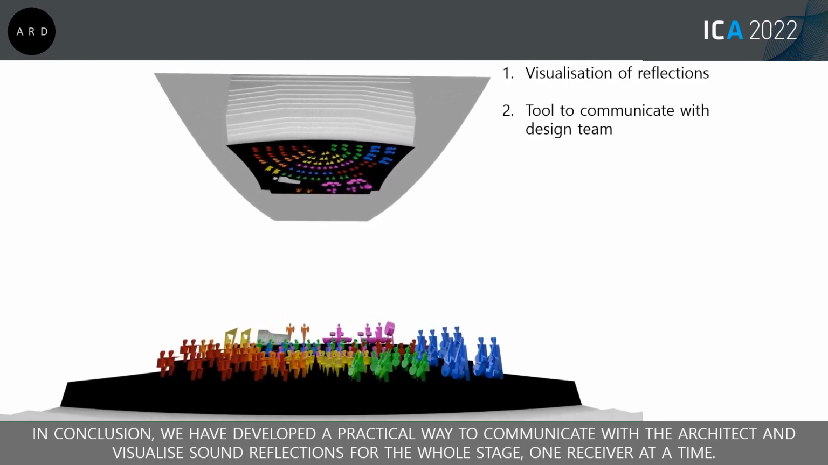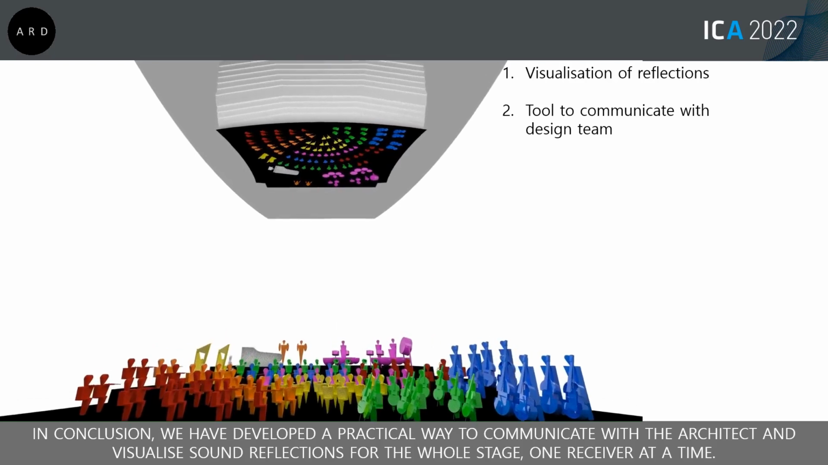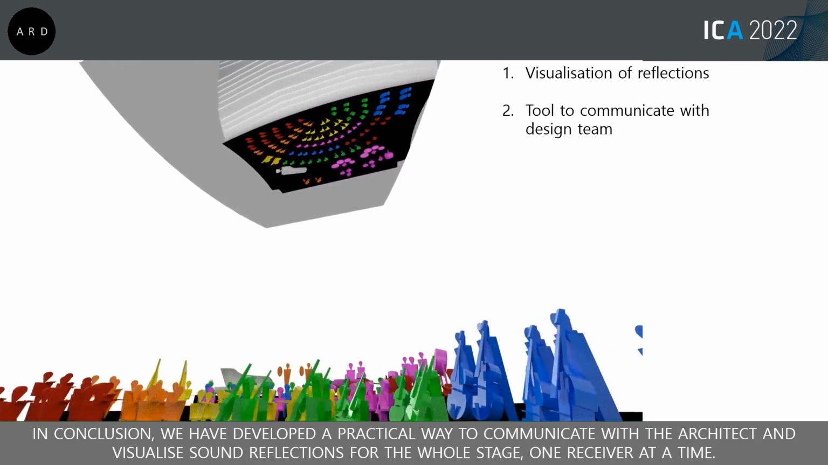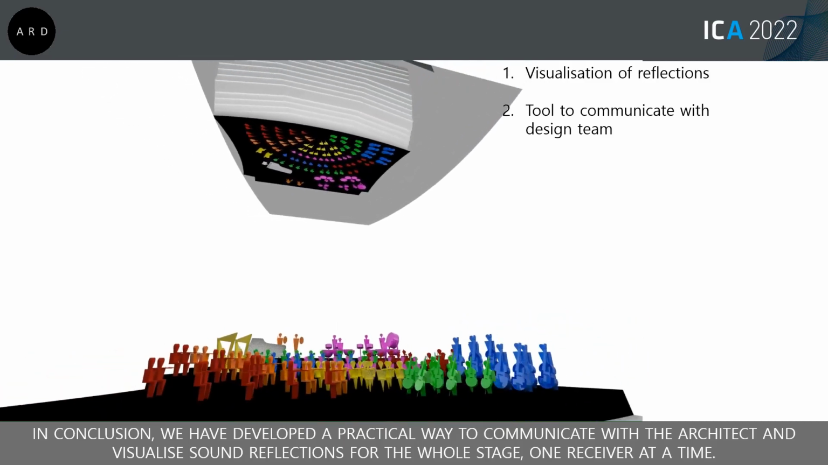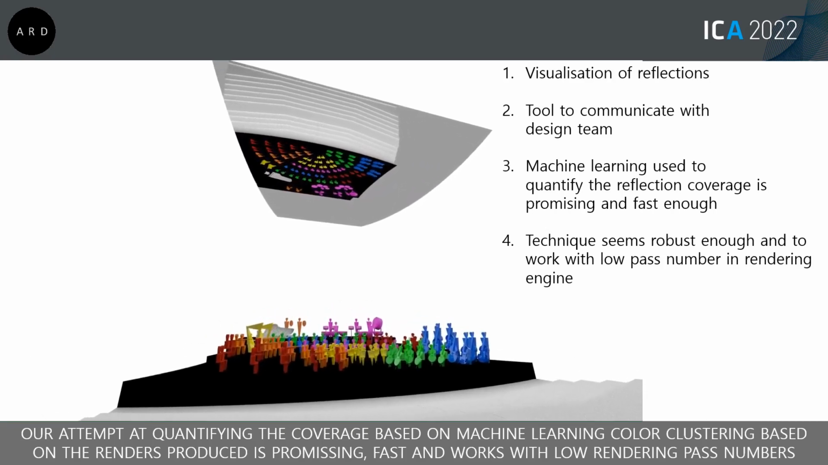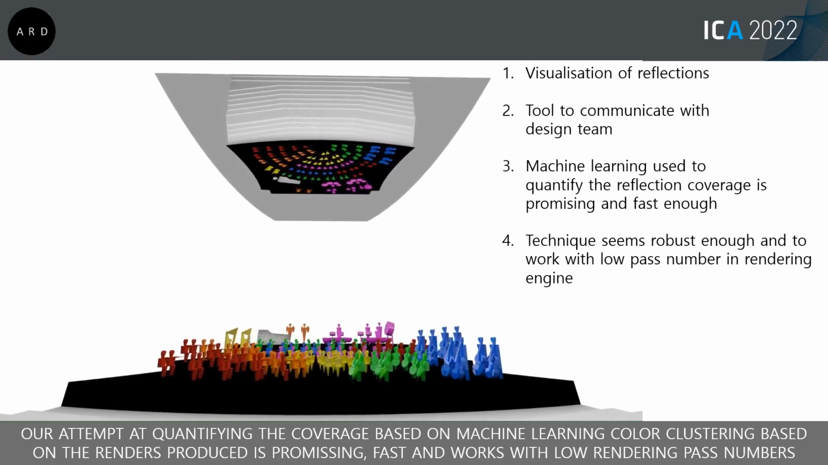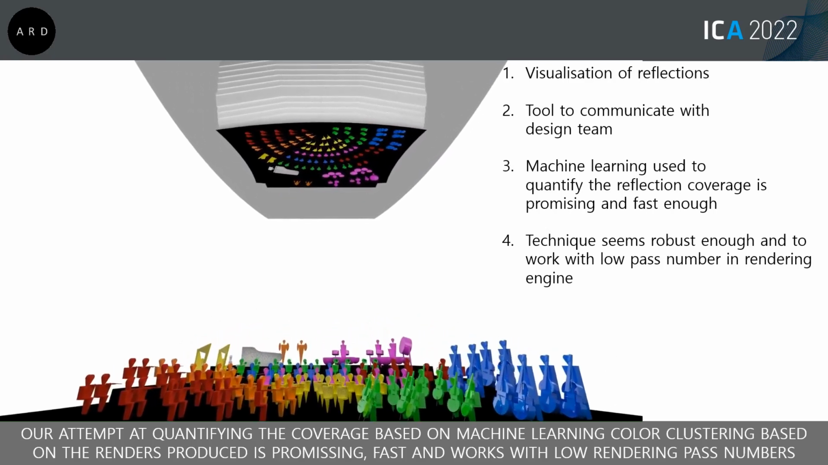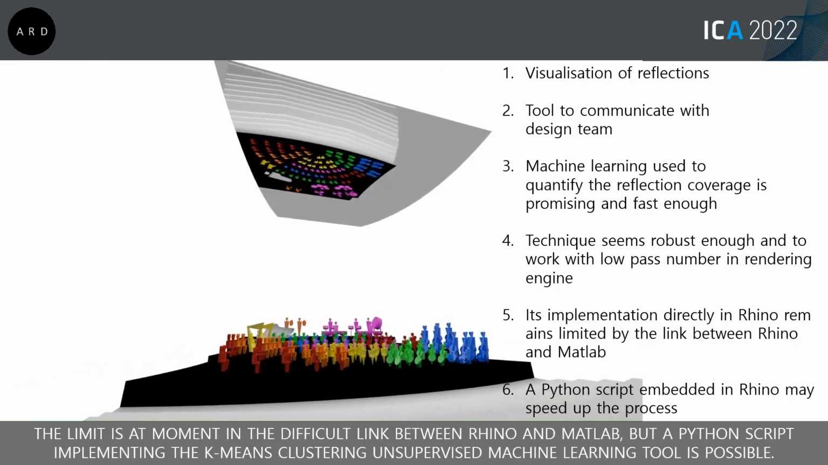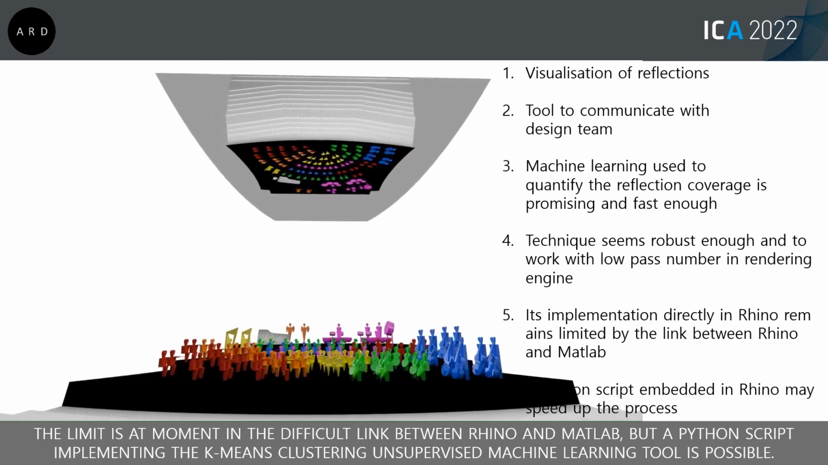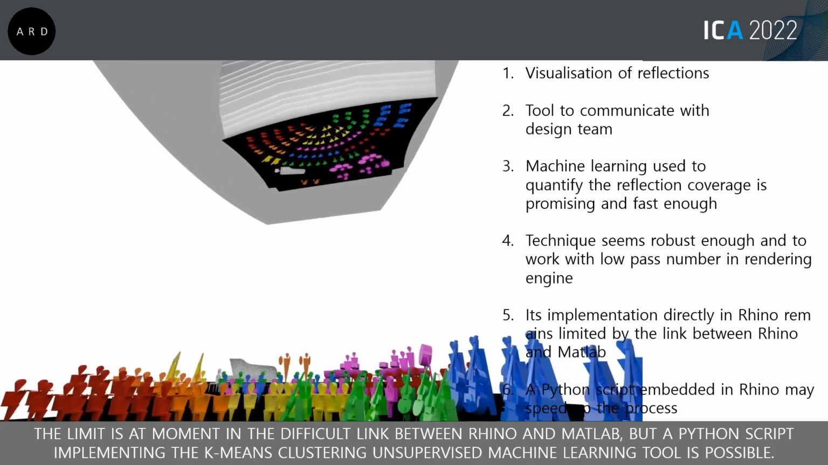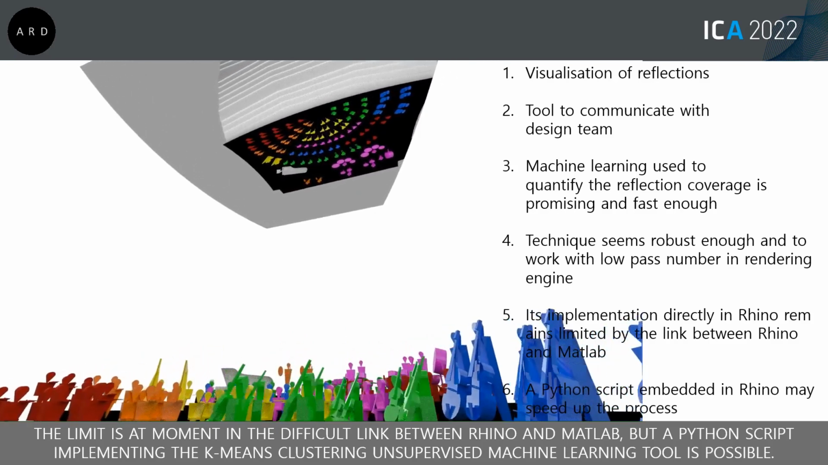In conclusion, we have developed a practical way to communicate with the architect and visualize sound reflections for the whole stage, one receiver at a time. It's a great tool of communication and it stands by itself. Our attempt at quantifying the coverage based on machine learning, color clustering, and also the renders produced is promising. It's fast and seems to work with low rendering pass numbers. Yet the implementation is limited by the communication between Rhino and MATLAB at this stage, and we expect that a Python or C# script embedded in Rhino will speed up the process.